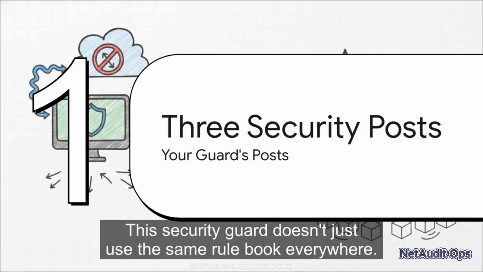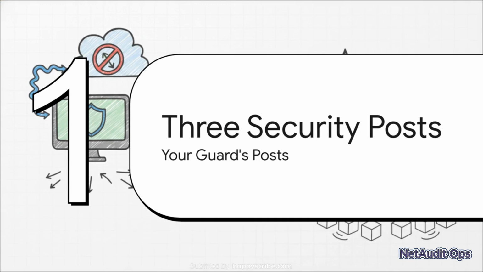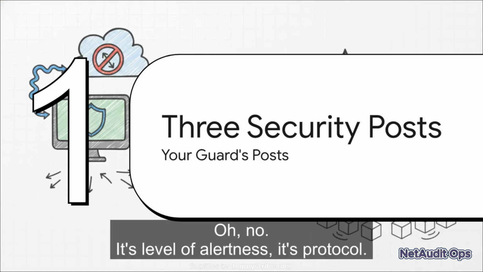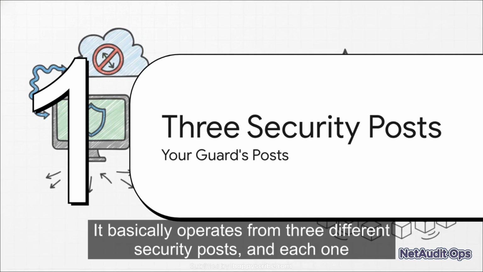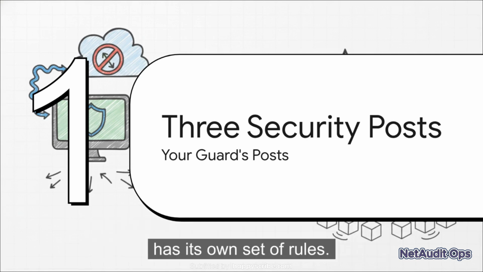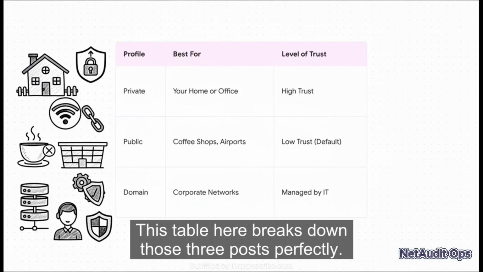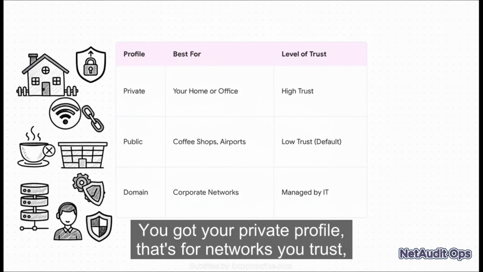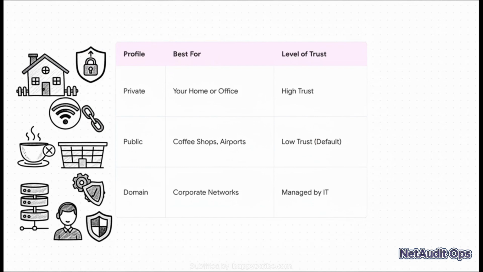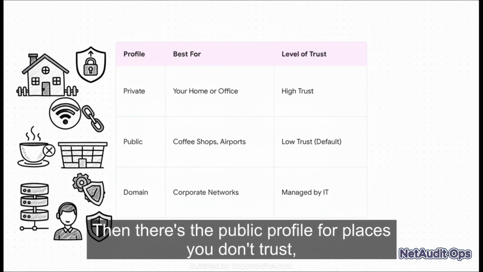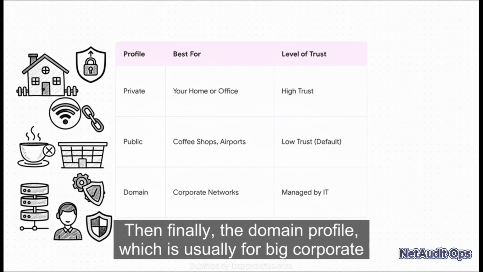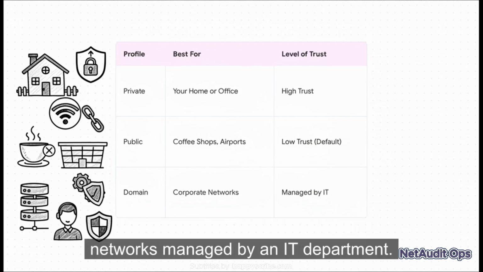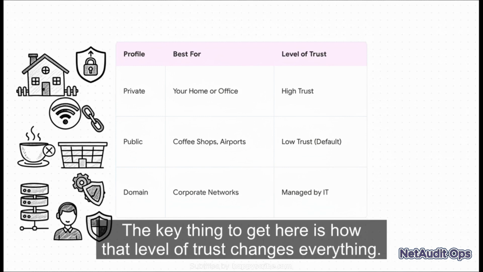Now, here's where it gets really, really smart. This security guard doesn't just use the same rulebook everywhere. Oh no, its level of alertness, its protocol, it changes completely depending on where you are. It basically operates from 3 different security posts, and each one has its own set of rules. And this table here breaks down those 3 posts perfectly. You got your private profile, that's for networks you trust, like at your home or your office. Then there's the public profile, for places you don't trust, like a coffee shop or the airport. And finally, the domain profile, which is usually for big corporate networks managed by an IT department.